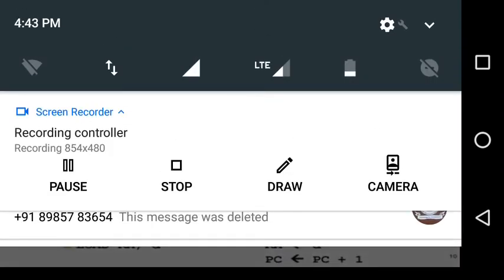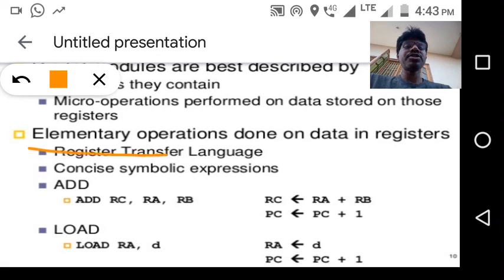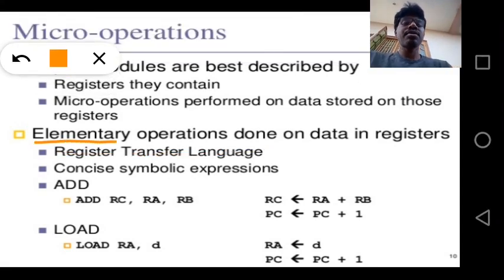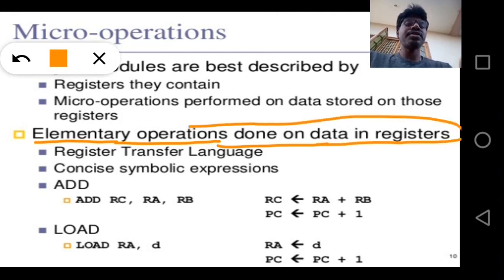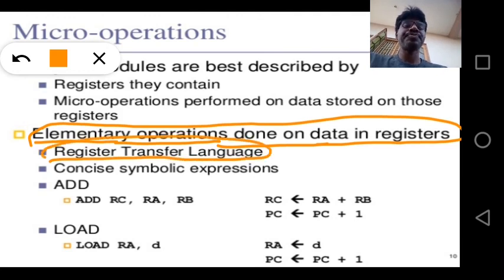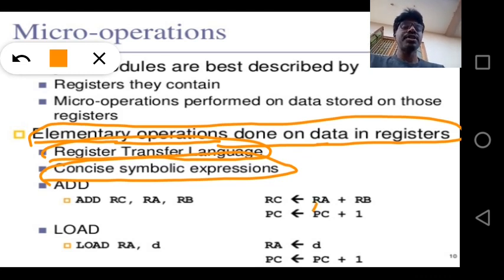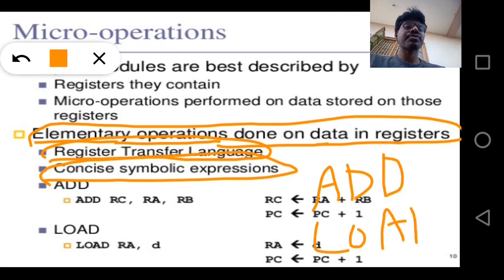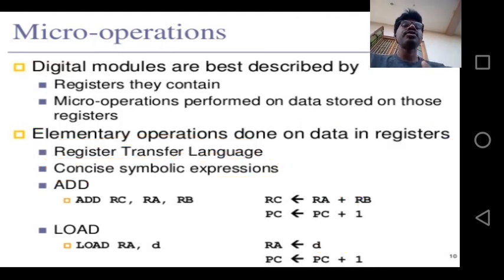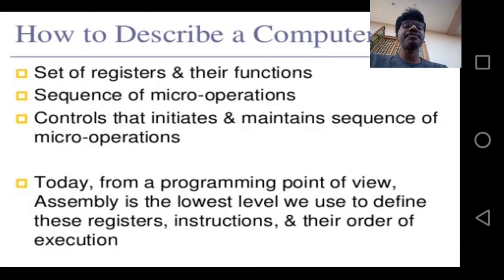Next, elementary operations done on the data in the registers. Example, register transfer language: concise, short symbolic expressions such as add and load. So these are the micro operations.